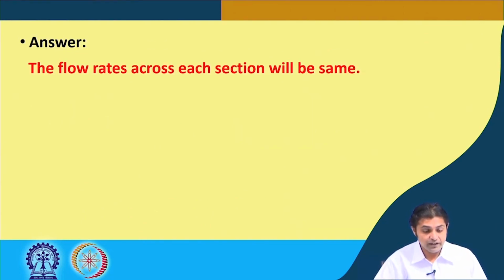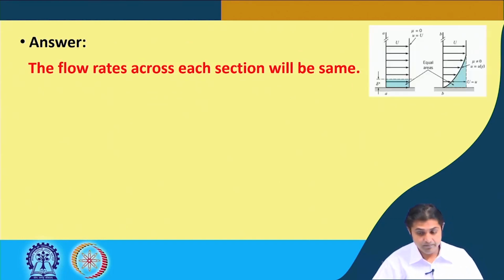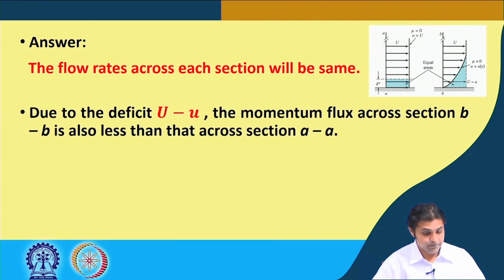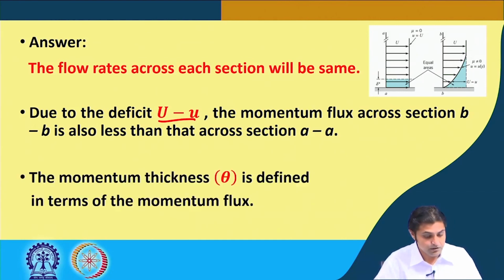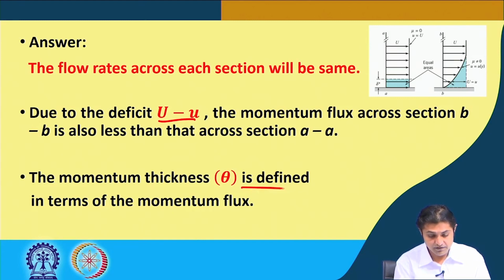we see that the flow rate across each section will be the same, because the area is the same, but in this section BB, due to the deficit U minus u, the momentum flux across the section BB is also less than that across the section AA. True, because the velocity is different, it is a deficit of U minus u, and therefore, the momentum thickness theta is defined in terms of the momentum flux.